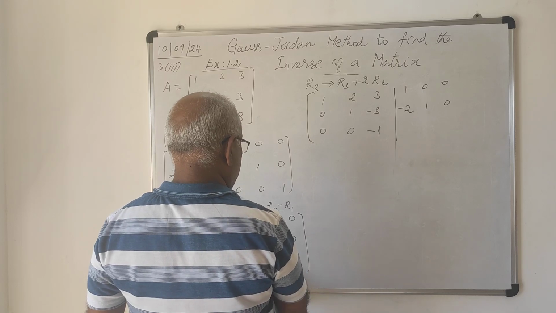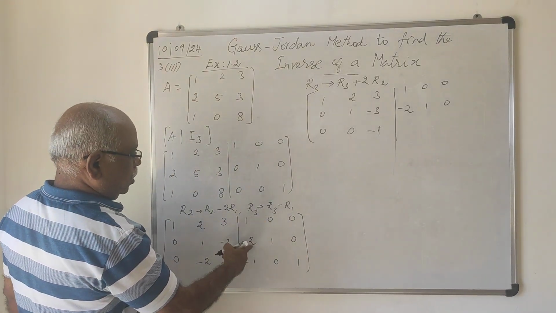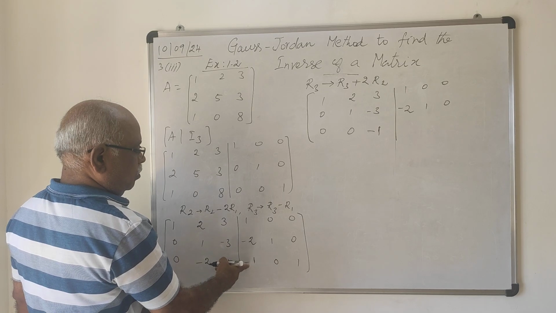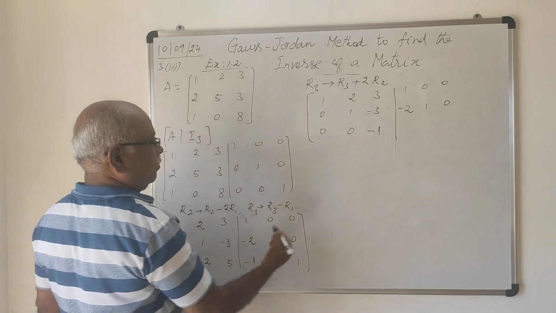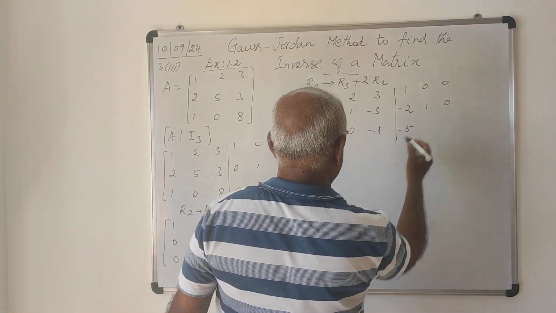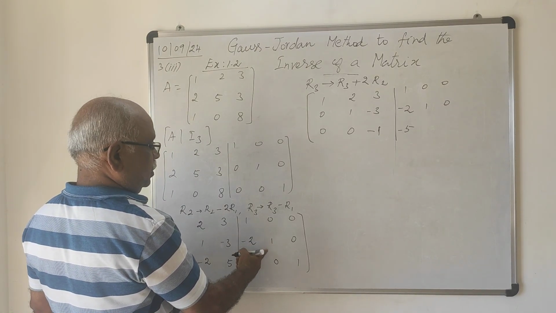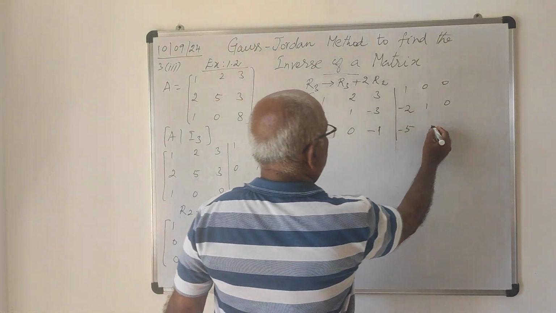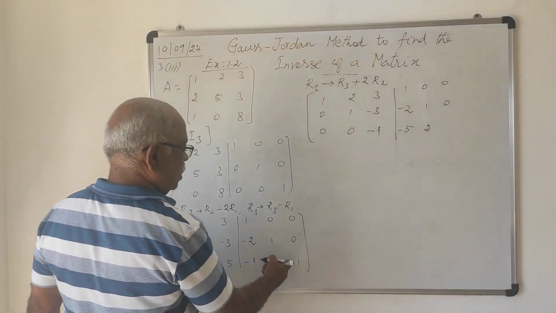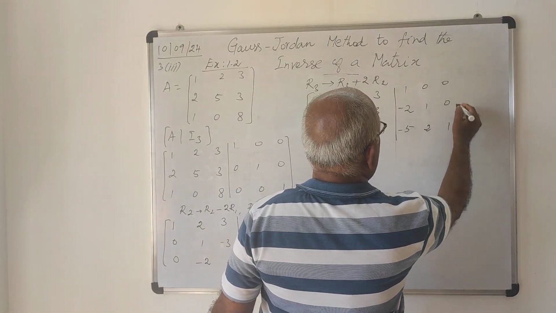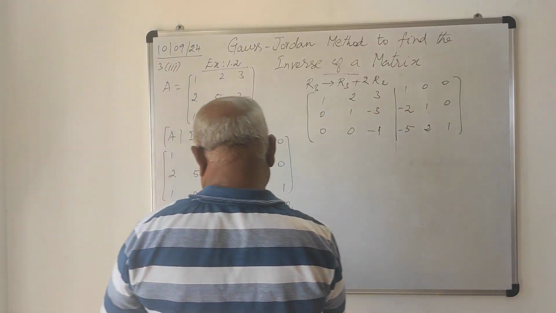And R3 plus 2 R2. R3 is minus 1, 2 R2 is minus 4. Minus 1 minus 4 is minus 5. R3 is 0 plus 2 times R2, which is 2, so 0 plus 2 is 2. And R3 is 1, 1 plus 0 is 1. Okay.